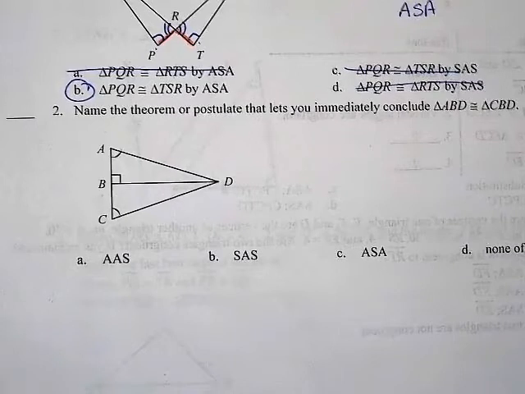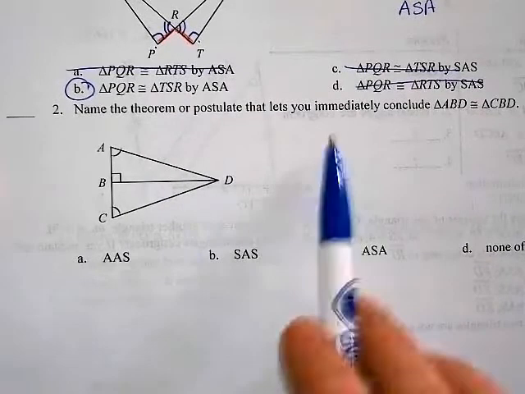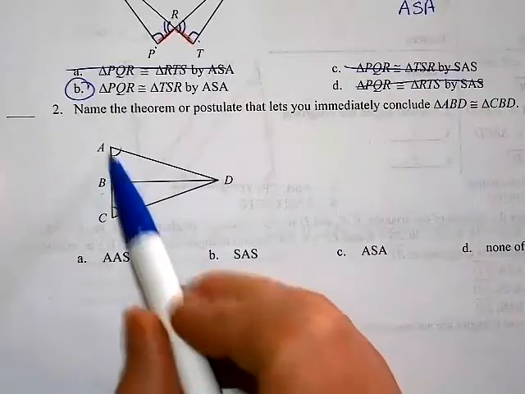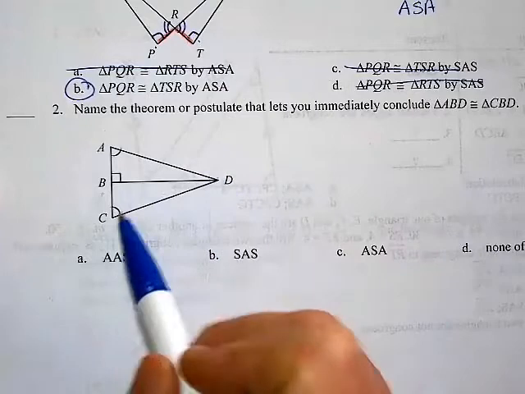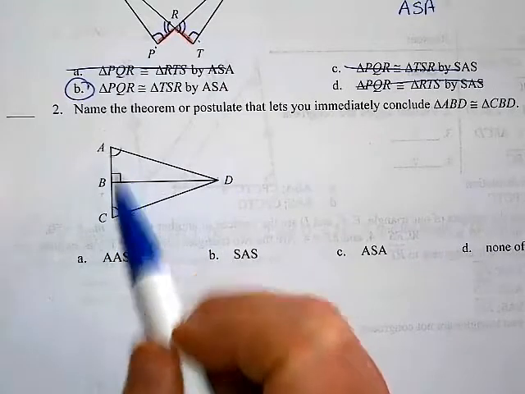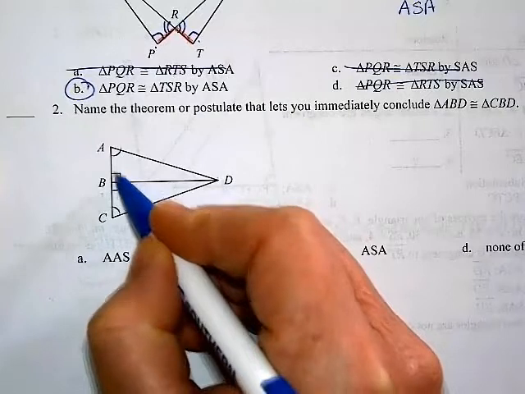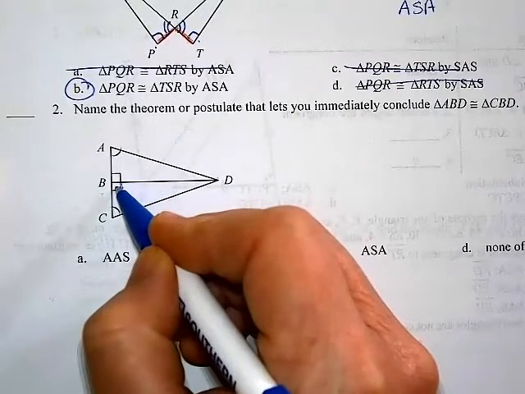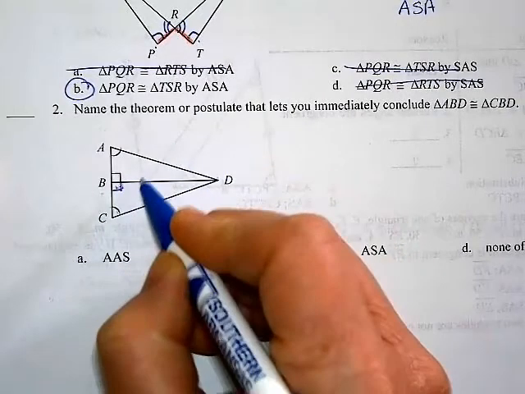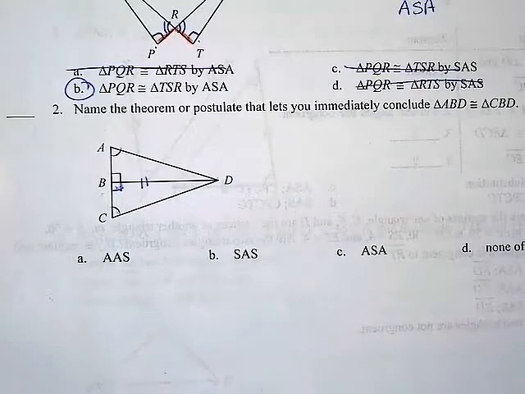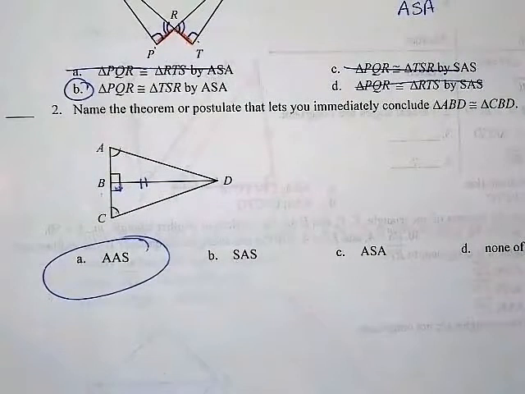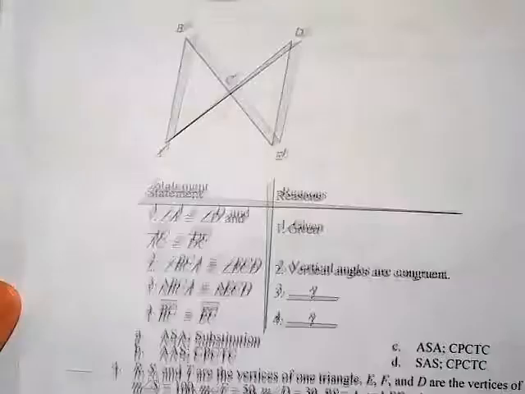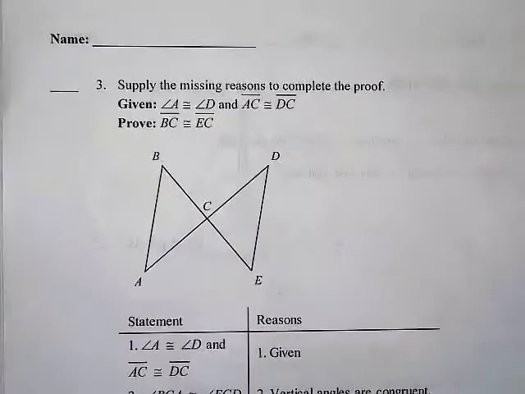Yes. Number 2 says, name the theorem or postulate that lets you conclude that ABD is congruent to CBD. They've given you two angles that are congruent. And what do you know about these two angles? They're also congruent. So I've got an angle, and I know that's congruent because of the reflexive property. So which reason do I use? Angle, angle, side.